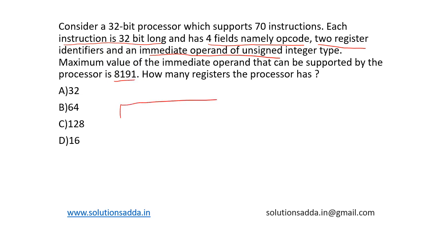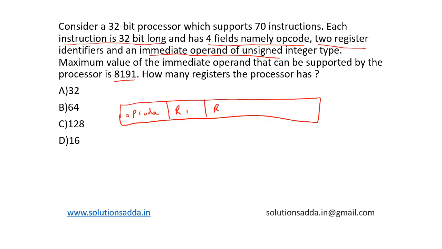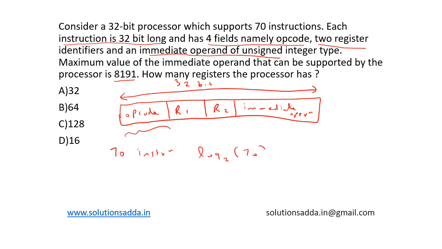So let's draw the instruction format. The first field is opcode. Second, let's denote R1 as the first register identifier, R2 as the second register identifier, and the last would be the immediate operand. The instruction size is 32 bits. Let's try to fill in the values. Here we are given 70 instructions, so the opcode bits would be log to the base 2 of 70, which is 7 bits. And 8191 is the maximum value. To represent 8191, we require log to the base 2 of 8191, which is 13 bits.